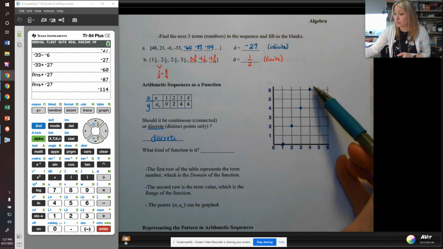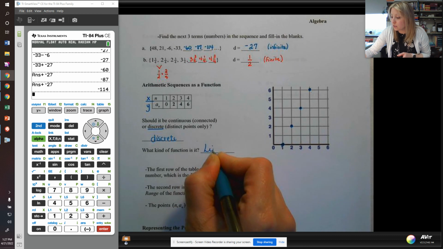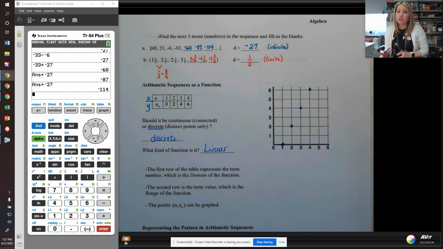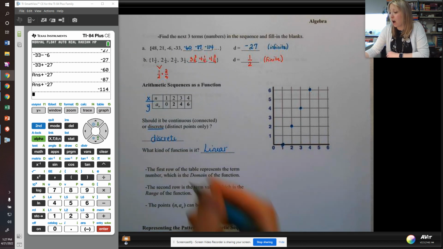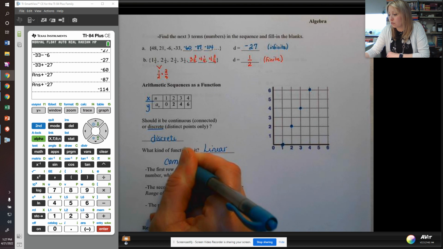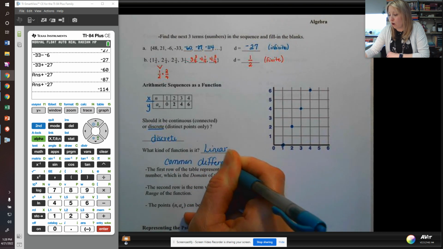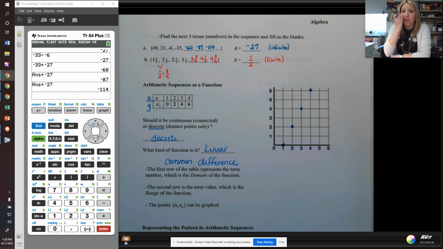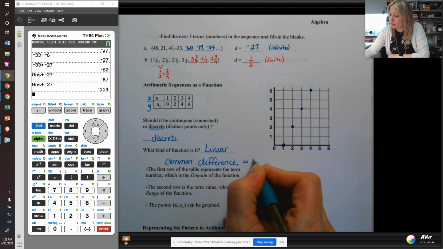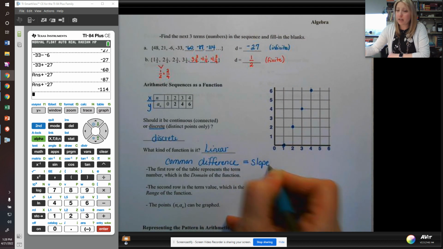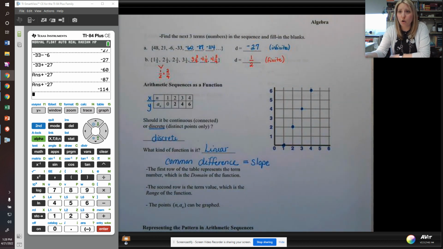That's a linear. That's a line. So what kind of function is it? Arithmetic sequences present themselves as linear functions because of that common difference. That common difference is always the same. It's always a number being added to, or subtracted from, the previous term, which means it's equivalent to having a constant rate of change, having a slope.